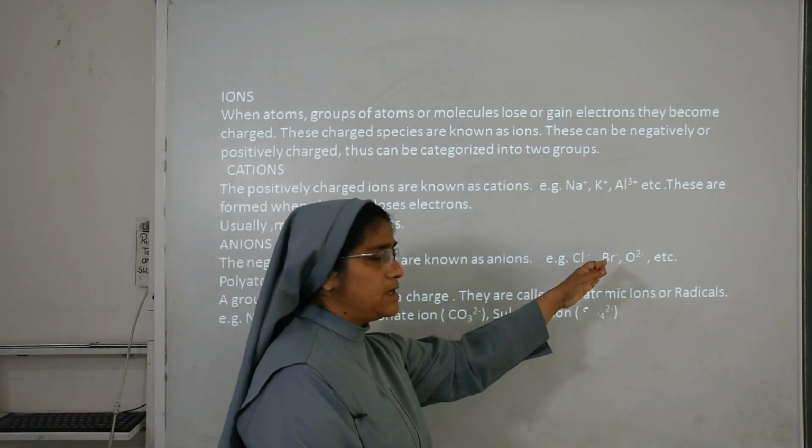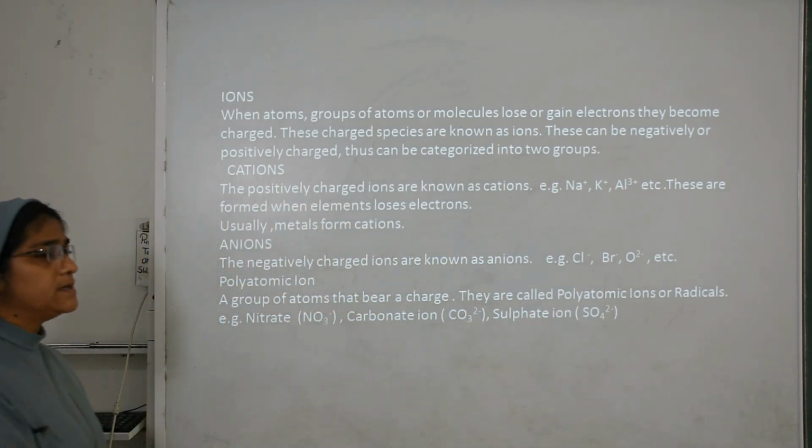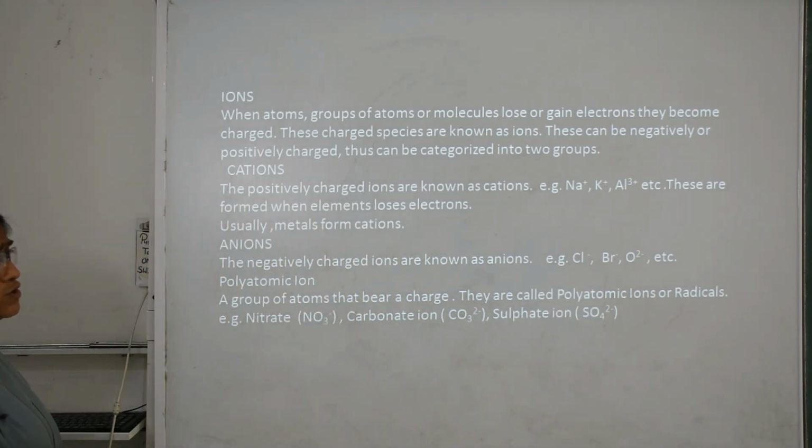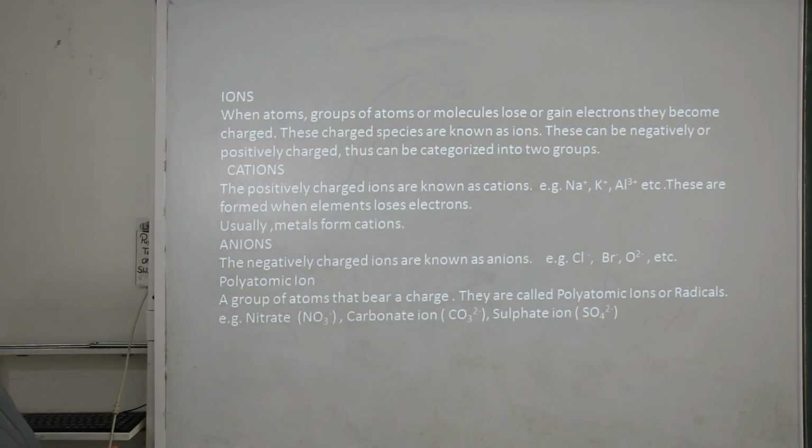Then oxygen, in the case of oxygen, they are gaining 2 electrons to complete their octet. So O2 minus. Cl minus, Br minus, O2 minus. O2 minus means they are gaining 2 electrons.